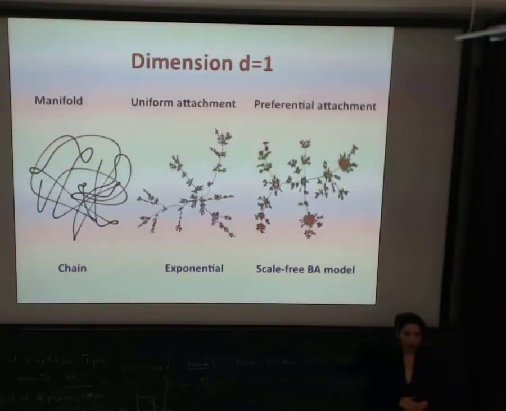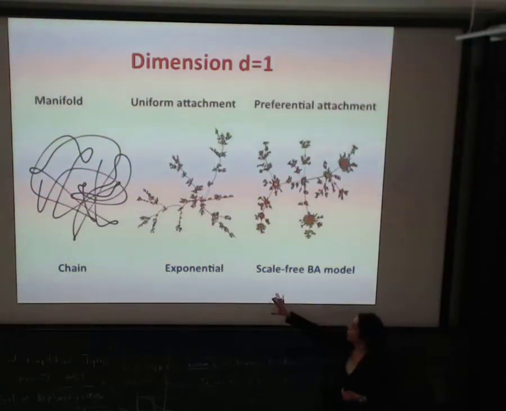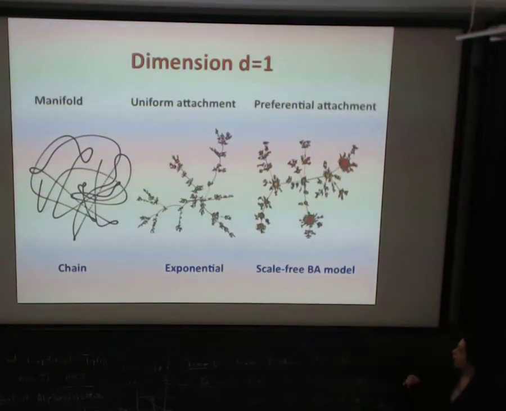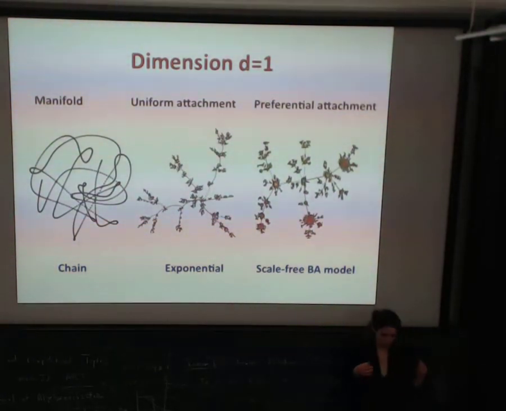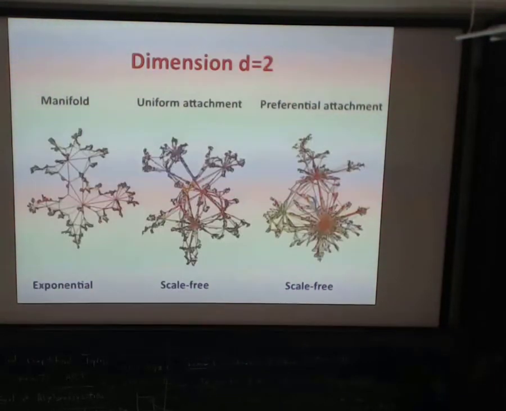So in D equal to 1, we have the scenario we are expecting, given that we have studied networks. For preferential attachment, we have the BA model, essentially. For uniform attachment, we have an exponential graph. And for the manifold, we have a chain, because we can just put links along each other. But in D equal to 2, already with uniform attachment, we get a scale-free graph. This is because we are attaching triangles to links uniformly, so we end up adding a new link to a node preferentially to the number of links it already has. So there is an emergent preferential attachment, while the manifold is exponential.